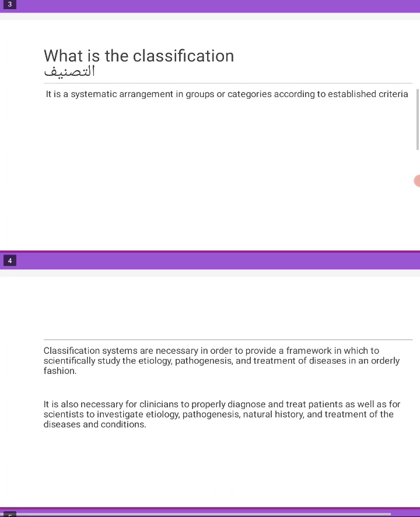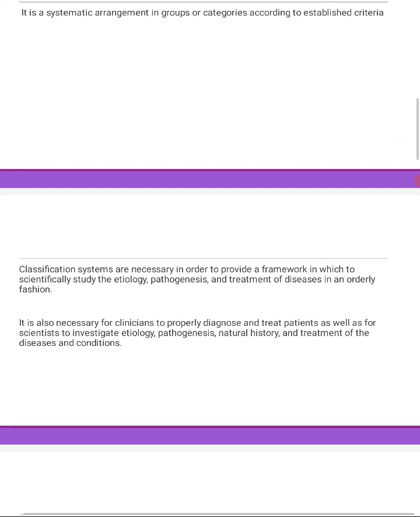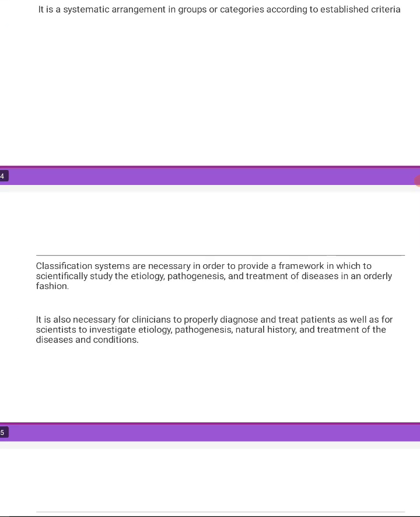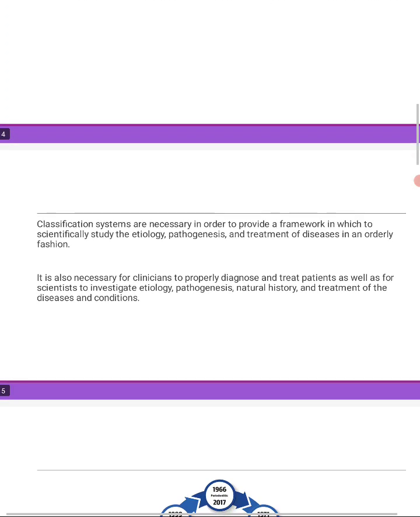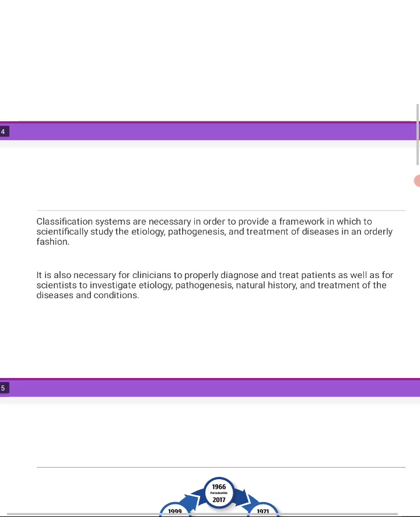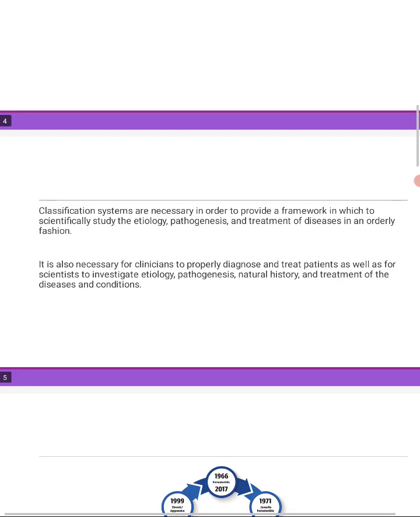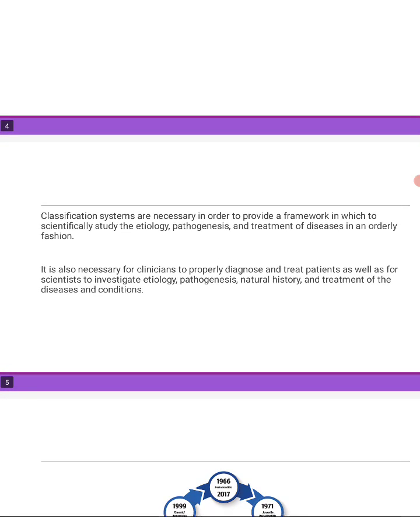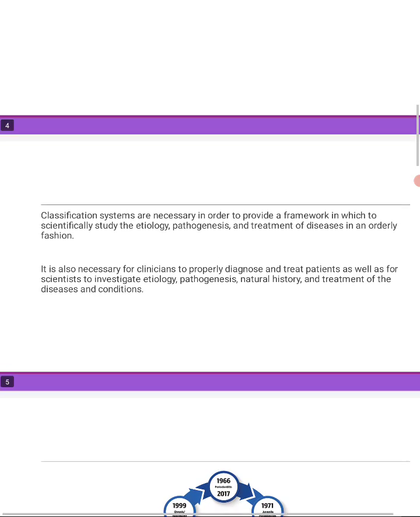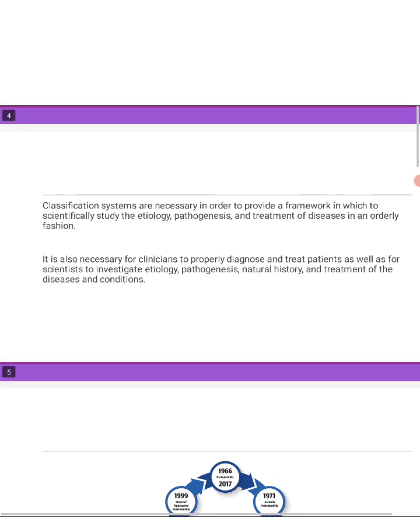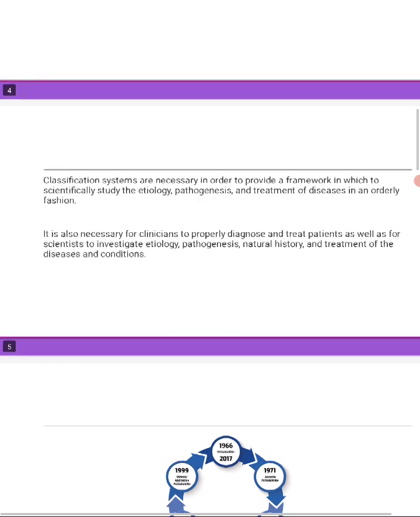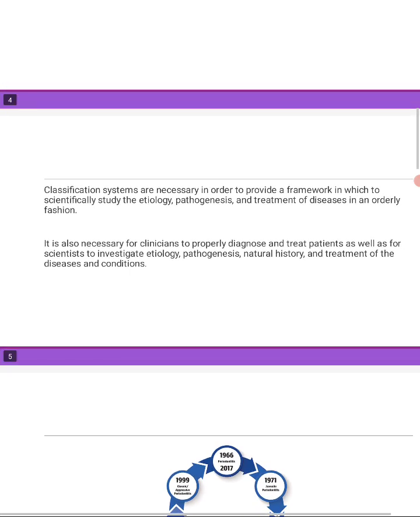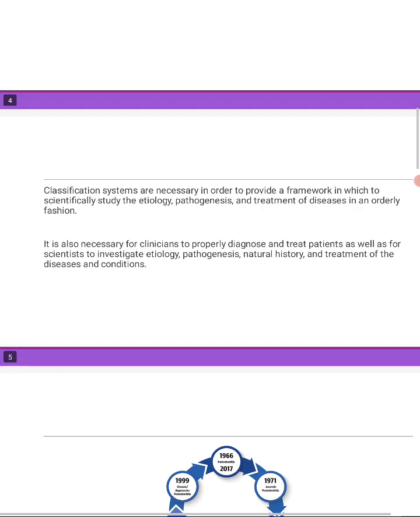Classification systems are necessary in order to provide a framework in which to scientifically study the etiology, pathogenesis, and treatment of diseases in an orderly fashion. It is also necessary for clinicians to properly diagnose and treat patients, as well as for scientists to investigate etiology, pathogenesis, natural history, and treatment of the diseases or conditions.